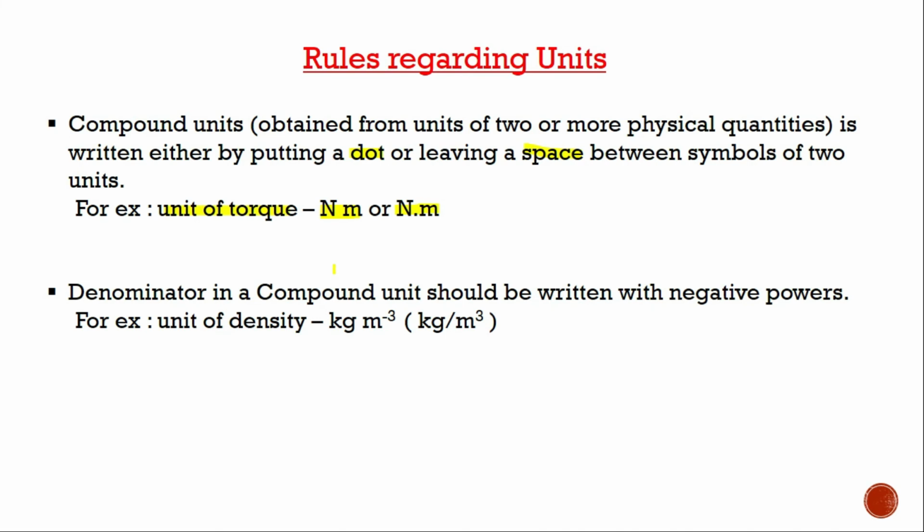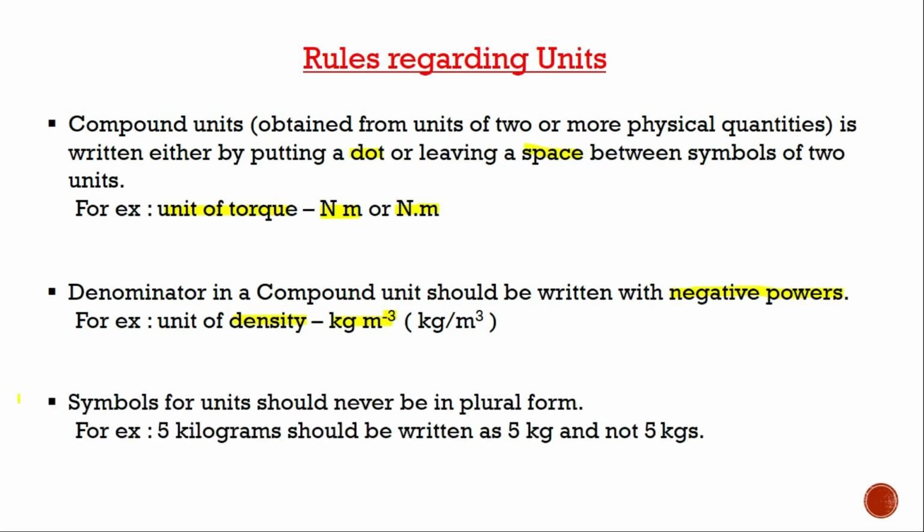The next rule tells us that the denominator in a compound unit should be written with negative powers. You can see that the unit of density, which is kilogram per meter cube, should be written with a negative power. And the last rule tells us that symbols of units should never be written in plural form. Like if you want to write 5 kilograms, it should be written as 5 kg and not 5 kgs. Okay, so these are certain rules about units that you should remember and use whenever you are expressing any physical quantity.